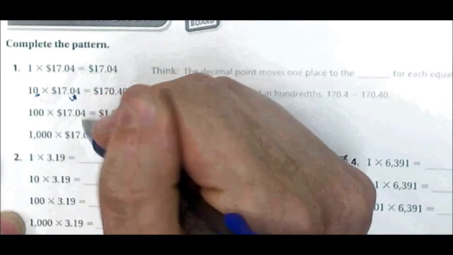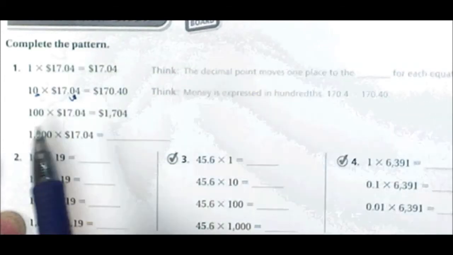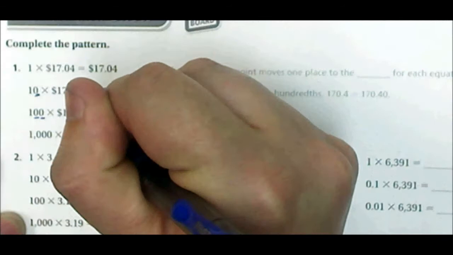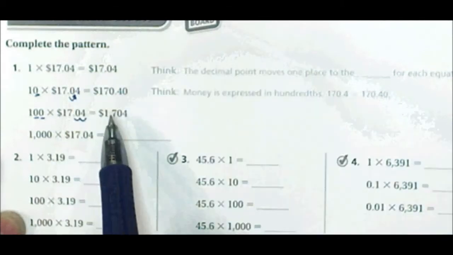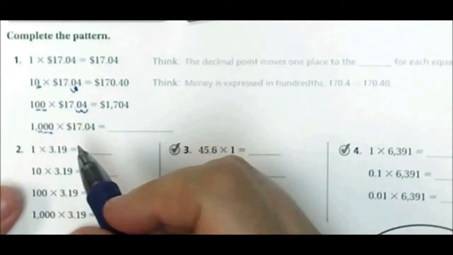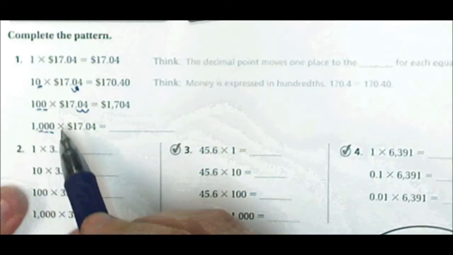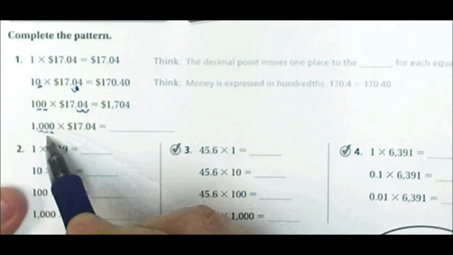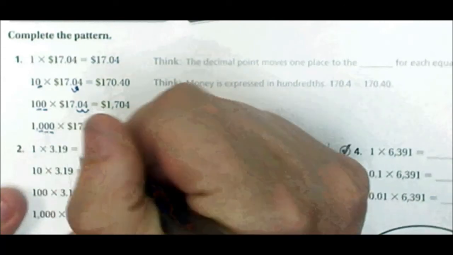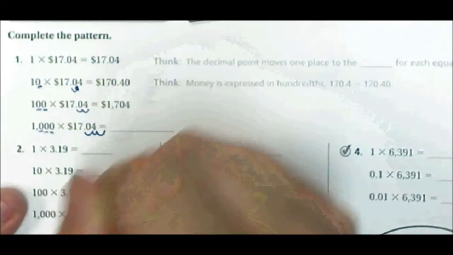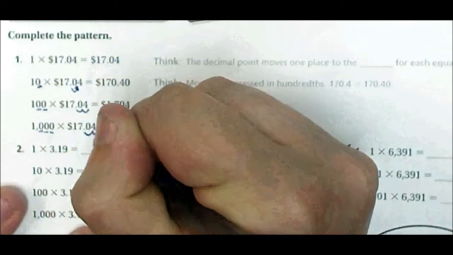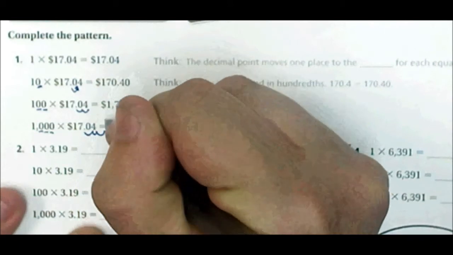Now if I take $17.04 and I multiply it by 100. Notice that there are 2 zeros here, so I move it over 2 places, 1, 2, and I get $1,704. So in this problem, I have 3 zeros. I'm multiplying by 1,000, and that has 3 zeros in it, so I move the decimal 3 places, 1, 2, 3. Notice that there's a space here. If you go beyond the end of your number, you just fill that with a 0.